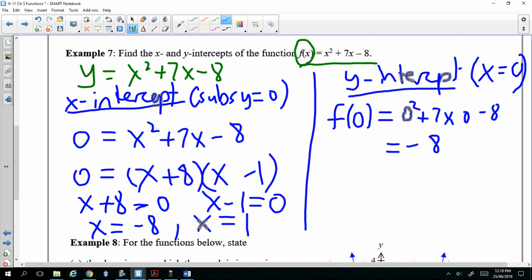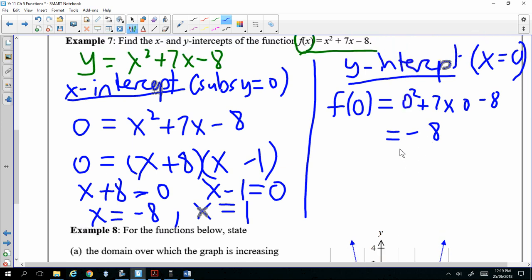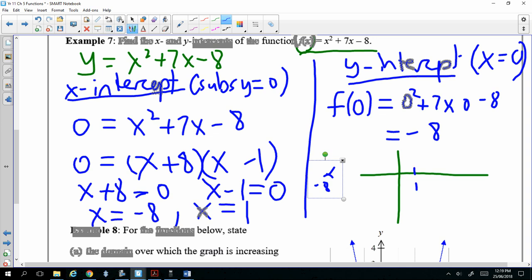Now, if you were to draw it, you can draw it like this. So let's try to draw this. So we got the x-intercept is where it crosses the x-axis at negative 8 and 1, right? Okay, and then the y-intercept is where it crosses the y-axis, negative 8. So if you draw it, you will get a parabola. Okay, you'll learn about this later in the exercise. But now, this gives you the information where it crosses the x-axis, where it crosses the y-axis.